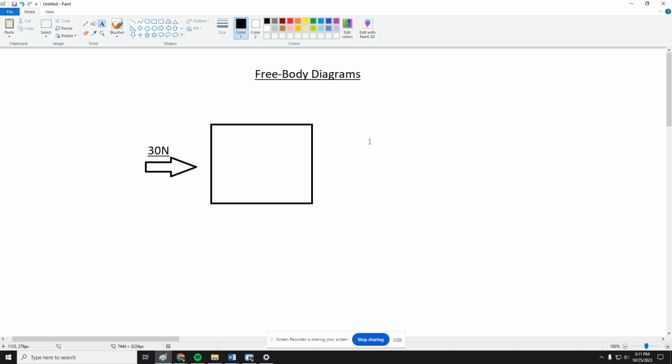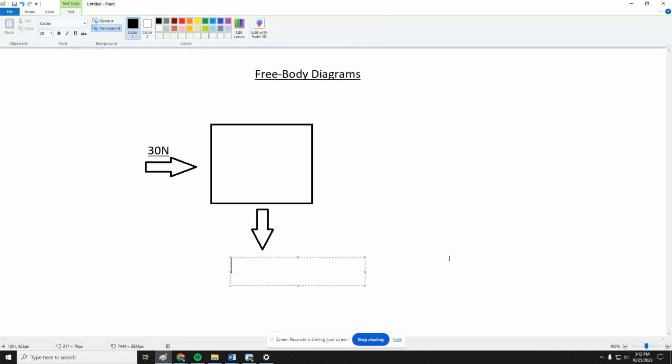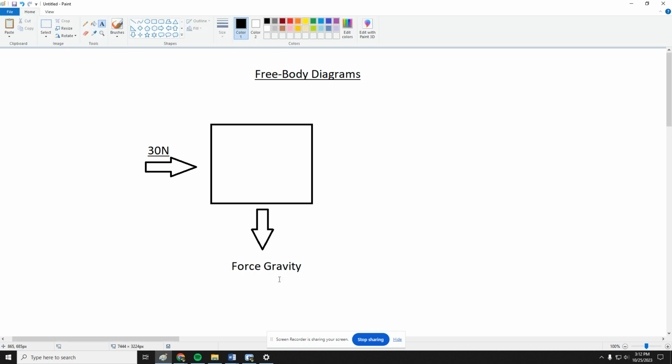Now, there are other forces that we need to add into this diagram as well, though. Usually on your problems, I'll tell you which ones you do or don't need to consider. But one that you always have to think about is the force of gravity. Gravity is this force that's always pulling things down. So I'm going to draw an arrow on it like so. And I can label that force of gravity. I'm not going to put a number on that. It's not important for this problem how much that force is.